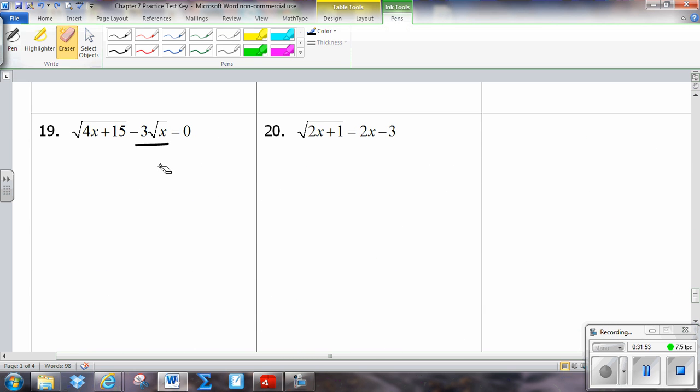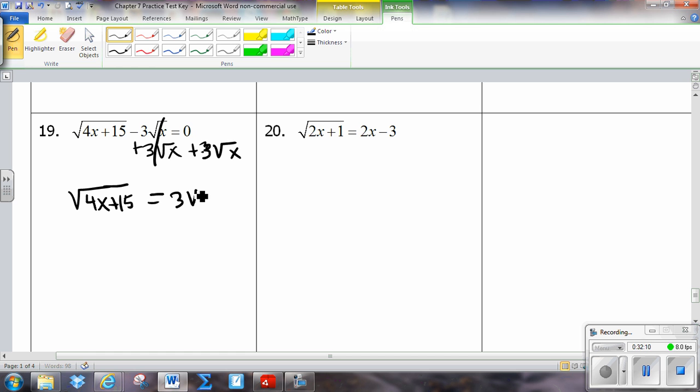Okay, I'll just erase. So I'm going to do plus 3 square root of x on both sides. These ones will be gone. You get square root of 4x plus 15 equals 3 root x. Now that I have one term here and one term here, now I can square both sides.